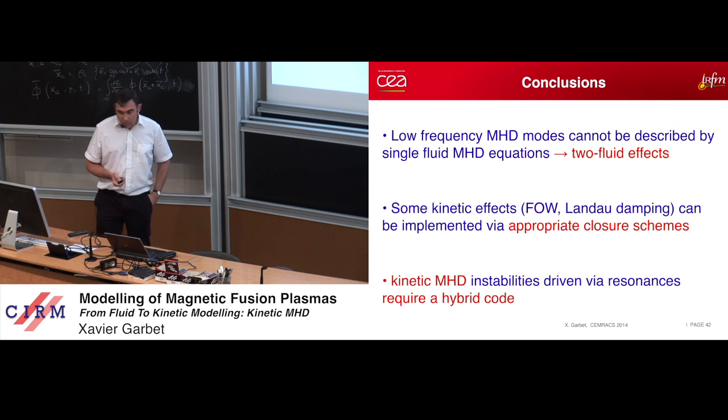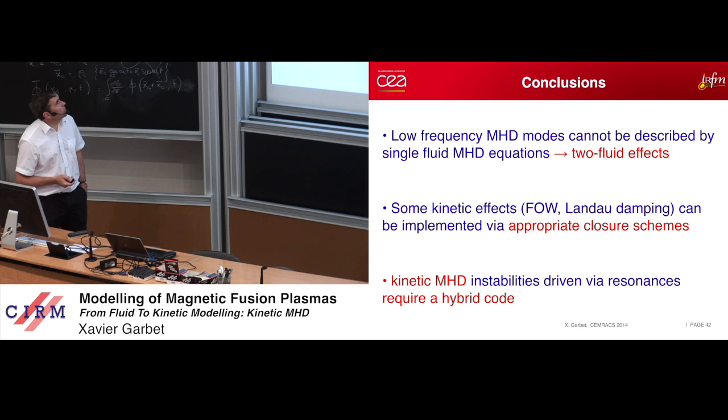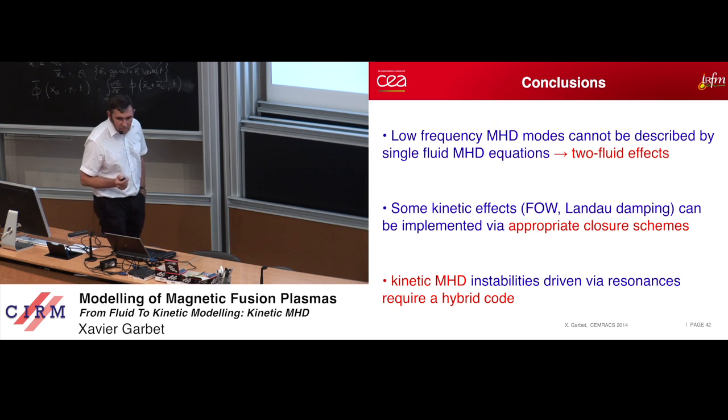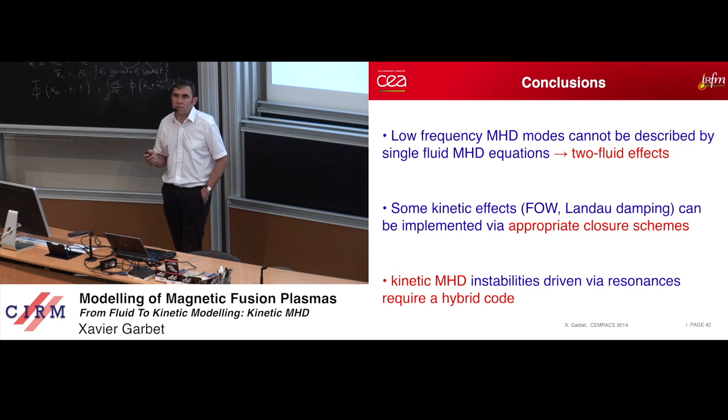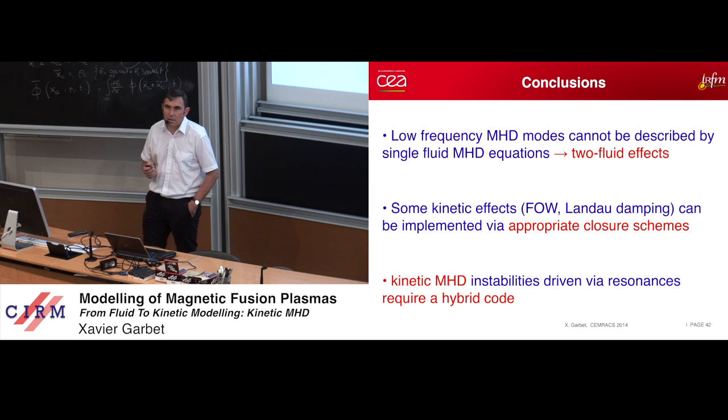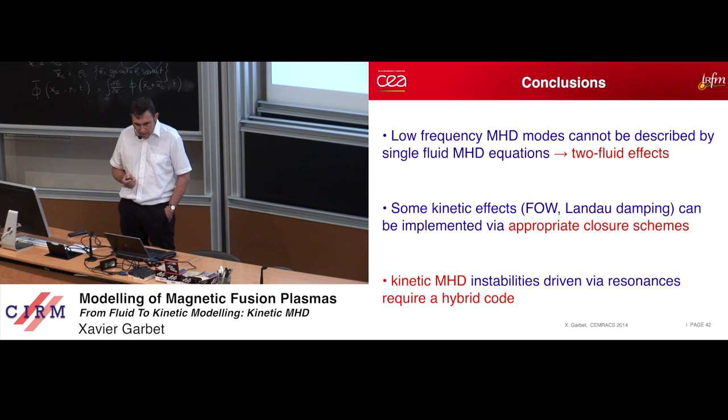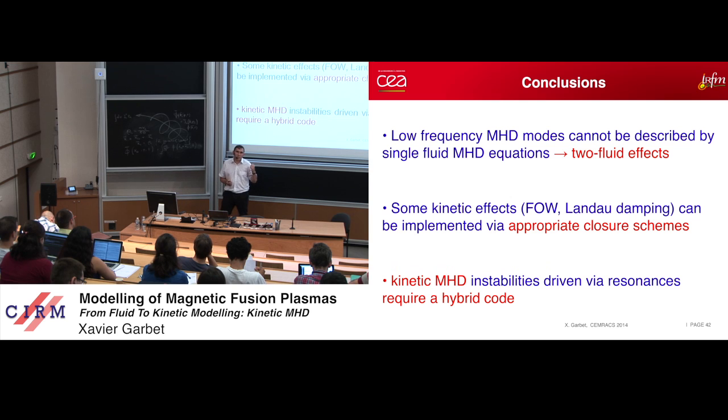Okay, so I'm arriving at the conclusions. If you want to do MHD, as long as you are dealing with high frequencies and large scale, it's okay, but you have to be careful. If you want to move to low frequency, which is the case of an internal kink mode, just a few kilohertz in practice, so much lower than the inverse of the Alfvén time, then you have to put in more ingredients. The minimum you should put in is two-fluid effects. That's what I showed, and it's now quite standard.